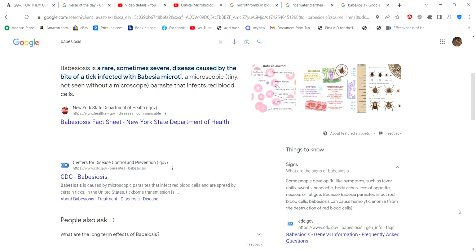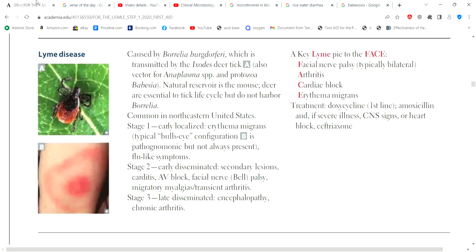Now stage 1 is early localized erythema migrans, which is that red rash that looks like a bullseye. Stage 2 is early disseminated secondary lesions: carditis, AV block, facial nerve Bell's palsy. On both sides, your face will droop, and you get arthralgia, transient arthritis. Stage 3, you have chronic arthritis, encephalopathy, late disseminated. Treatment is doxycycline first line or amoxicillin. If it's severe, you give ceftriaxone.